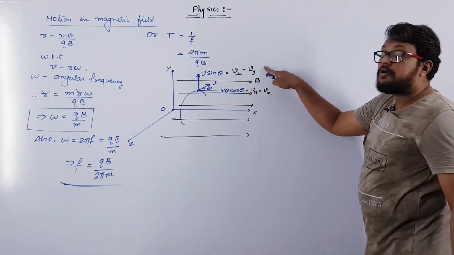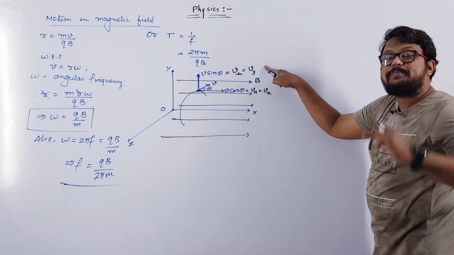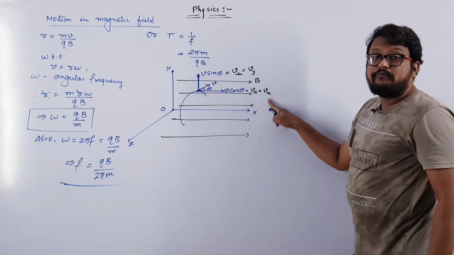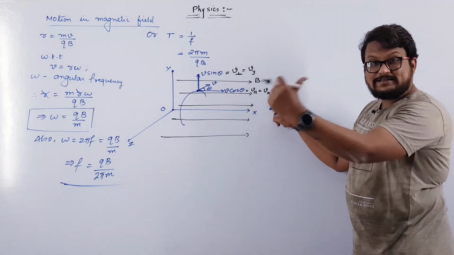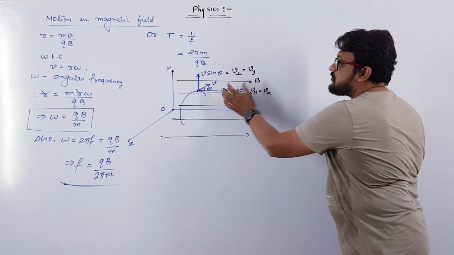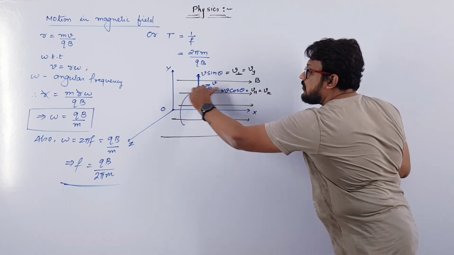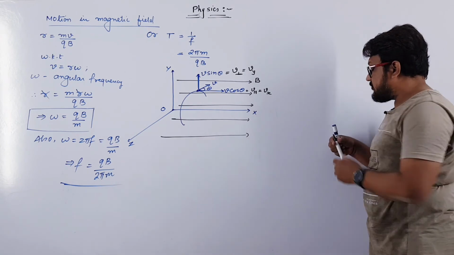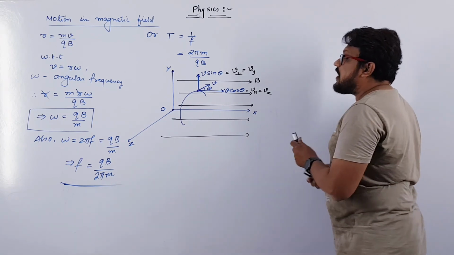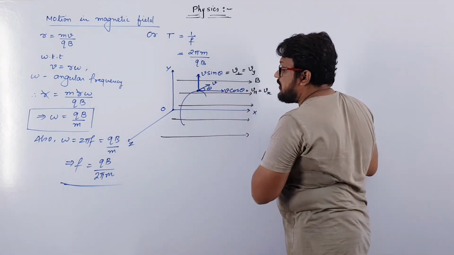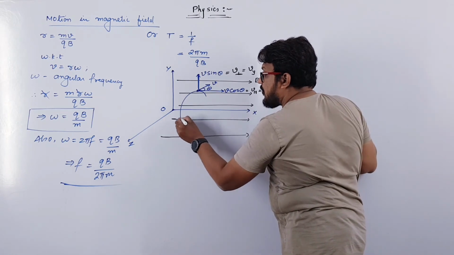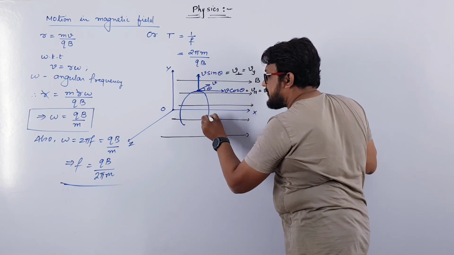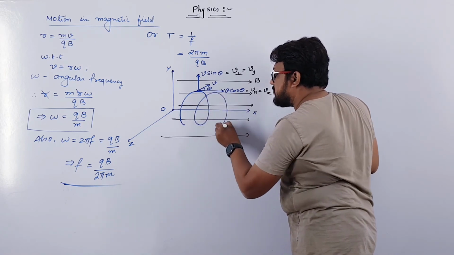So the perpendicular component of velocity will force this charged particle to move along this circular path. But this velocity will force the particle to move along the x-axis, right? Because this velocity is constant. So this charged particle should move with constant velocity along the x-axis, as well as perform circular motion. So the motion of the charged particle inside this magnetic field will be a combination of circular as well as horizontal motion, right? So you can say that this motion will be helical motion.